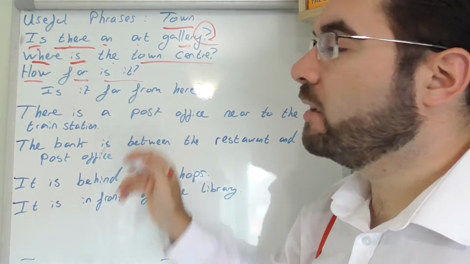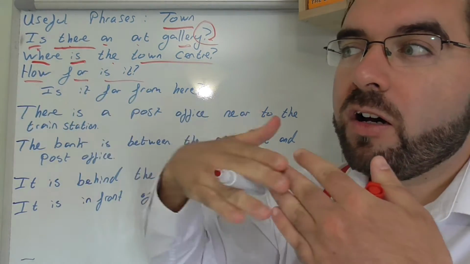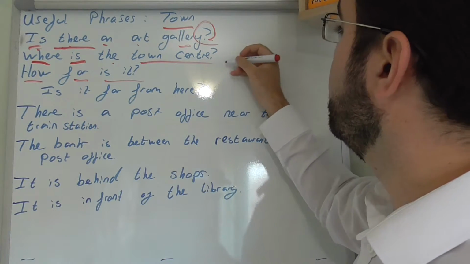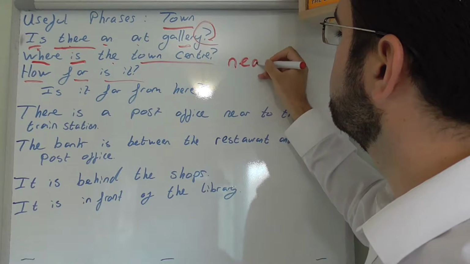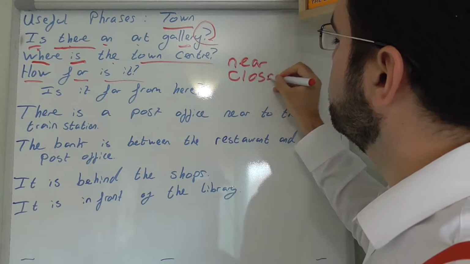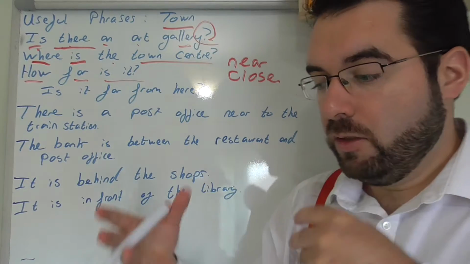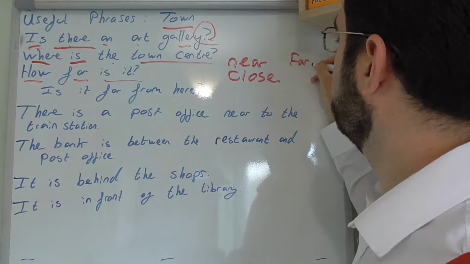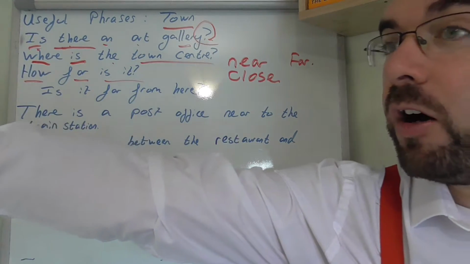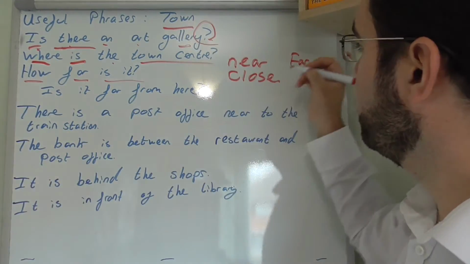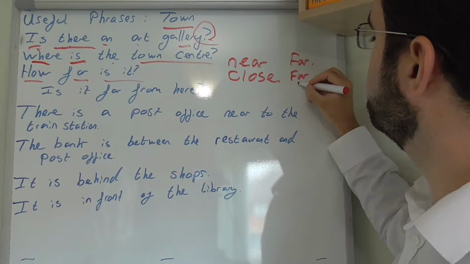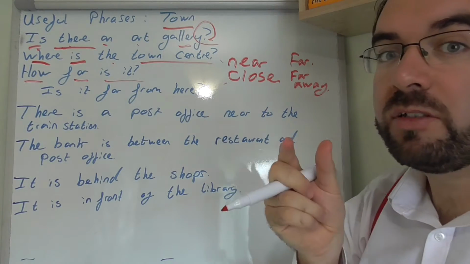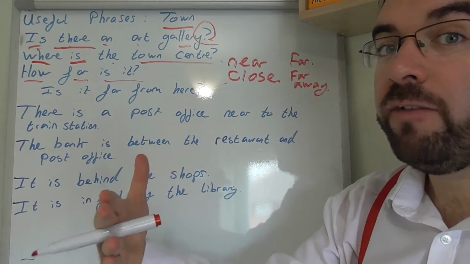How far is it? How far? Far. Is it near? You could say near or close. Near or close or far. Far away. Near and close. Far away.